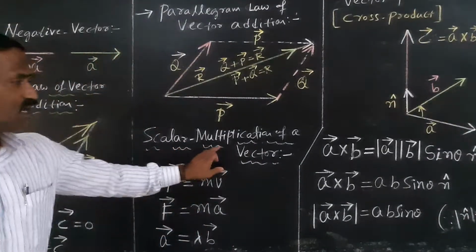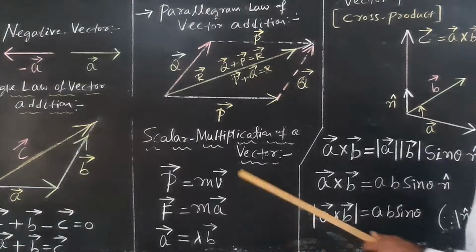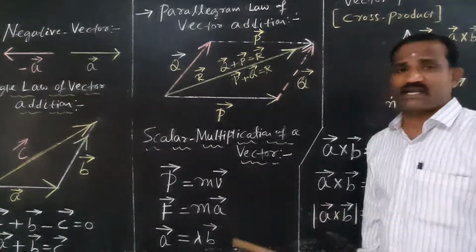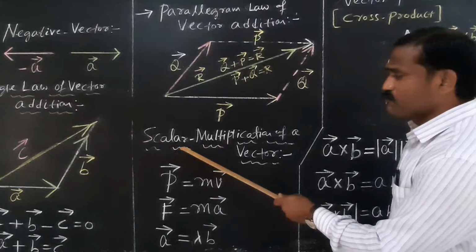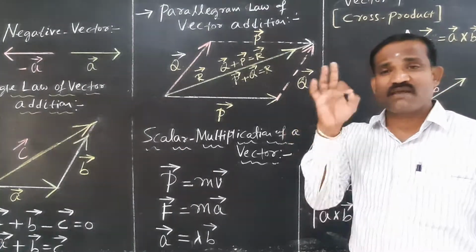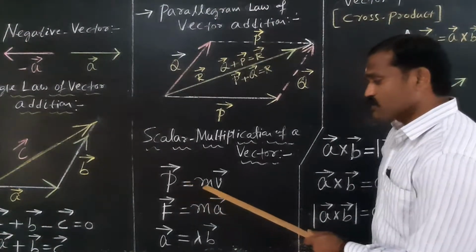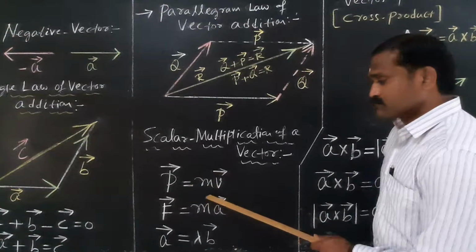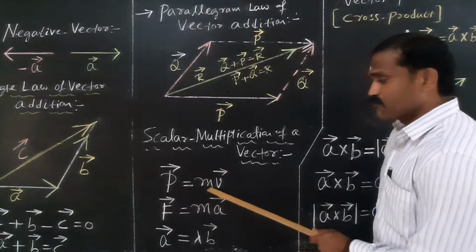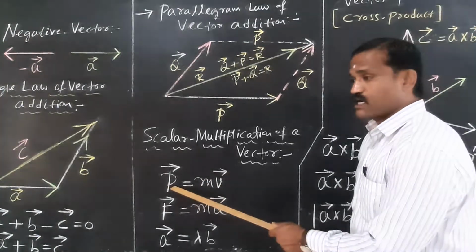Next, scalar multiplication of a vector. See here, what do you mean by a scalar? Scalar quantity, you know well, is a number, only magnitude, no direction. Momentum is equal to mass into velocity. See here, mass is a scalar quantity. Velocity is a vector quantity. Again, momentum is a vector quantity.